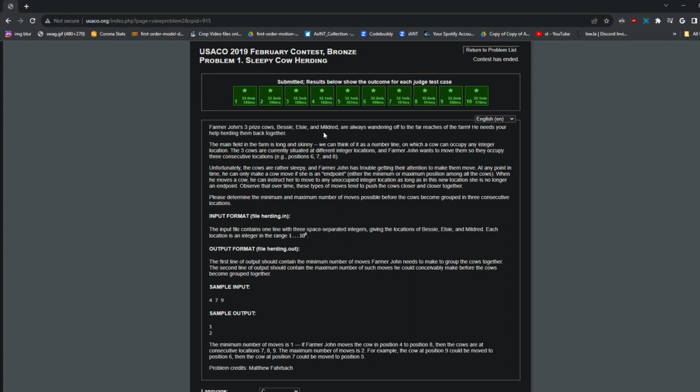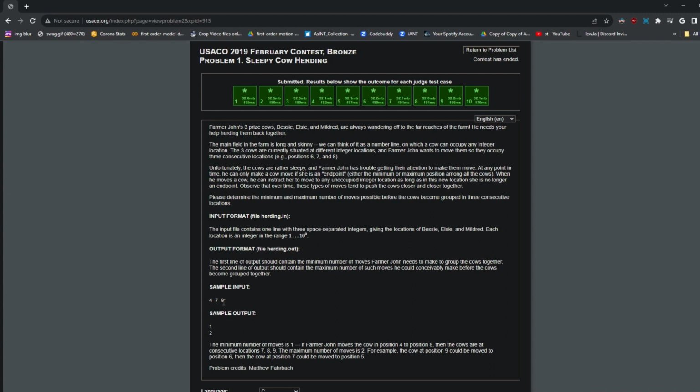And unfortunately, the cows are sleepy. So basically, he can only make a cow move if she is an endpoint. So either the first cow here, as you can see, or the last cow. He cannot move the middle cow. So basically, when he moves a cow, he instructs her to move to any unoccupied integer as long as in this new location she is no longer an endpoint.